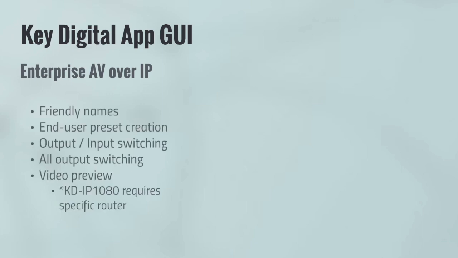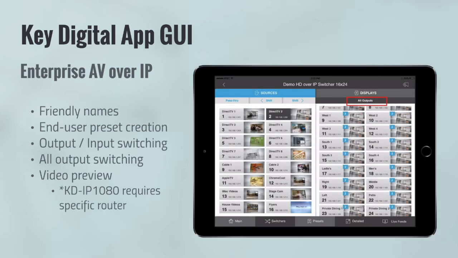The Key Digital App GUI for IP1080 allows you to view friendly names, allows the user to create presets, do all of the video switching you may require, and even gives you a video preview. Now, the KD-IP1080 does require a specific router, which is detailed in the verified network switch document. A very cool feature is the video preview window for IP1080 systems in the Key Digital app is actually a full motion video.